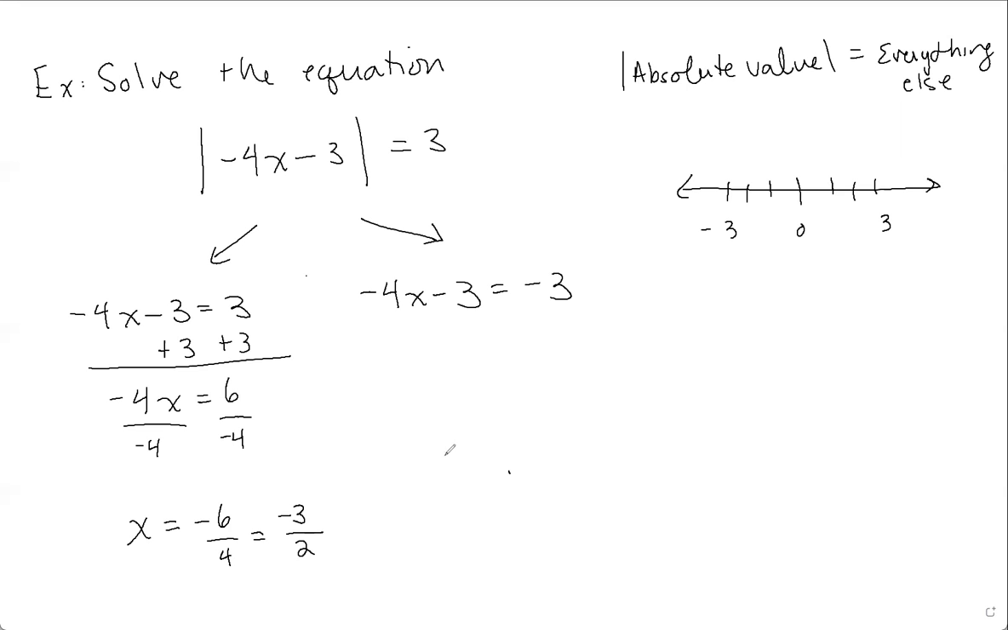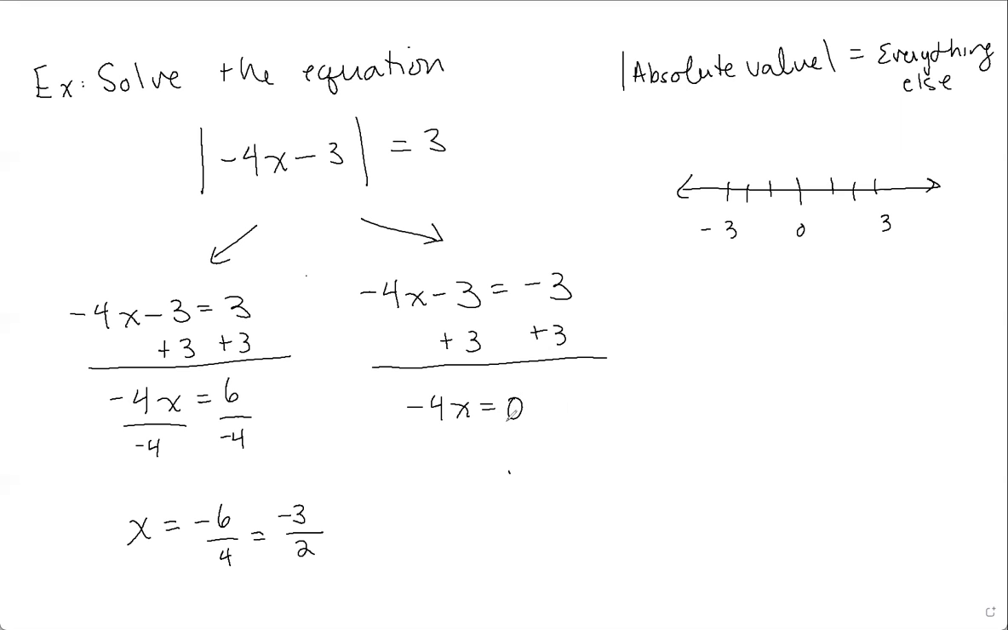Now let's take a look at our second solution. Okay, so we would start off by adding 3 to both sides of the equation, just like we did over here. We get negative 4x is equal to 0, right? Negative 3 plus 3 is 0. Don't be afraid of zeros. A lot of students are afraid of zeros.